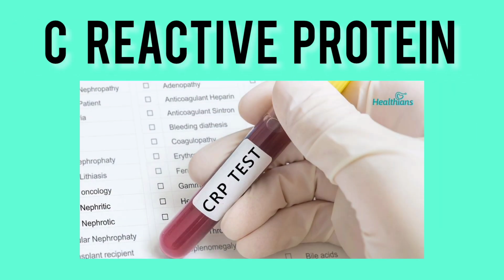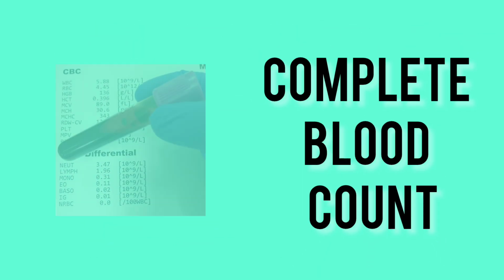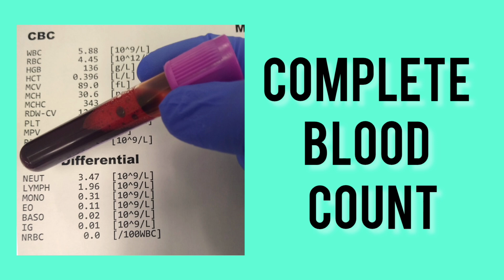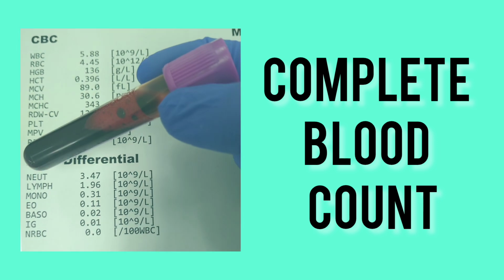C reactive protein. C reactive protein is a blood test that measures the level of C reactive protein in blood. This C reactive protein is produced by the liver in response to inflammation. And at last, complete blood count. Complete blood count is performed to check the elevated WBC and RBC count.